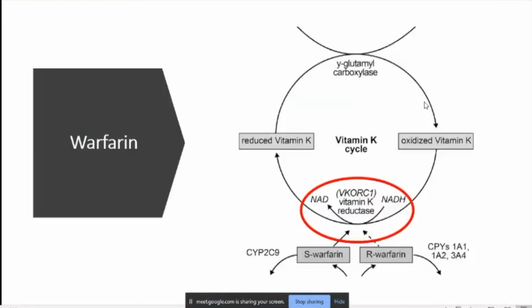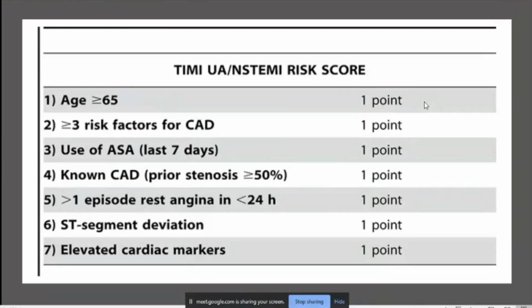Now, let's touch on the anticoagulants a little bit. So that's all about acute coronary syndromes. Do you guys have any questions? No questions? No, ma'am. All right. Okay. So now let's have a look at the anticoagulants.